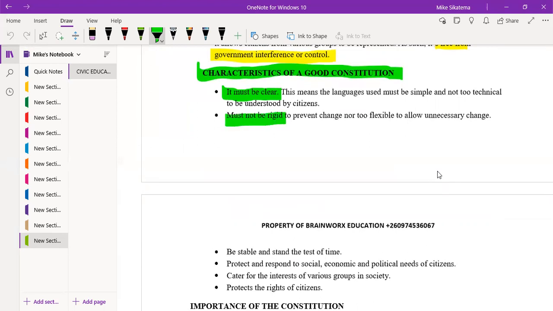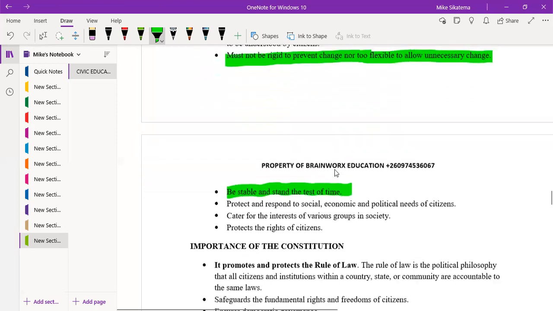It must not be rigid to prevent change, nor too flexible to allow unnecessary change. So it has to be semi-rigid, semi-flexible, so that you can change, but also have that sense of security and have that sense of stability, which is another characteristic of a good constitution. It must be stable and be able to stand the test of time.